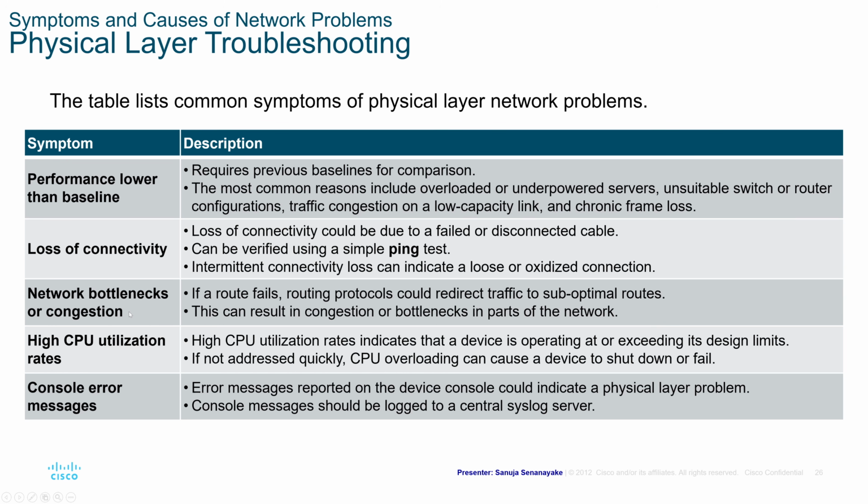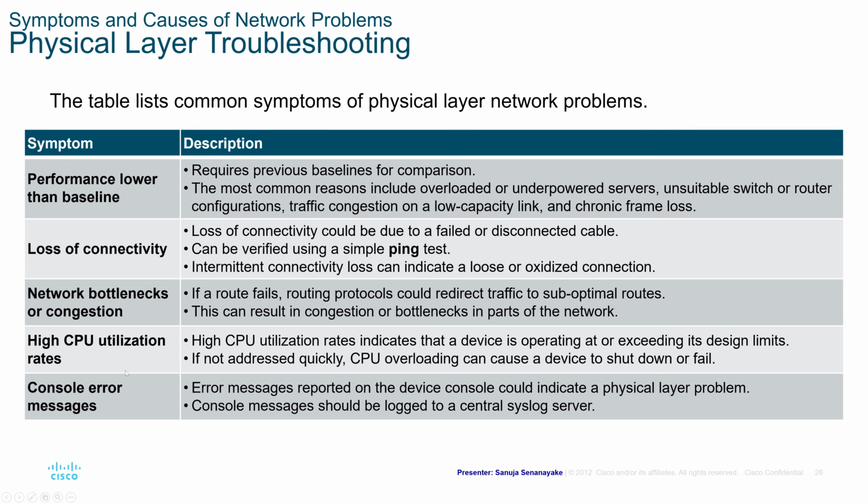Network bottlenecks or congestion. Those happen if the route fails. Routing protocols could redirect traffic to suboptimal routes. As a result, this can create congestion or bottlenecks in part of the network.